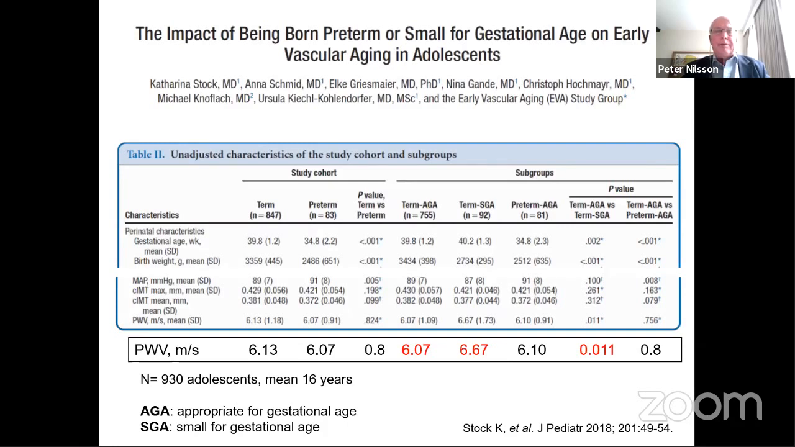This is a study from Austria, the Early Vascular Aging EVA study group, showing that when term appropriate for gestational age babies are compared with term small for gestational age babies, there is a significant difference in pulse wave velocity in adolescents during follow-up. So there must be a factor during early life that is of importance for programming not only of blood pressure regulation, but also for arterial structure and function, as illustrated here by differences in pulse wave velocity.